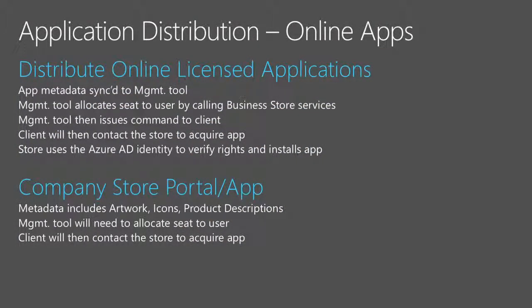And a couple of caveats there. One is, app metadata is synced, but then what happens in the background, and someone was asking earlier, are there APIs for all of this? So yes, there are APIs. But basically what's going to happen in the online flow is a management tool is first going to call the business store and allocate a seat for a given user. That user now has an entitlement to get that application, and then they're able to simply start using the app as soon as it's pushed out.